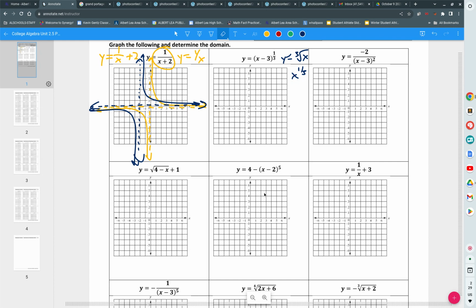Why? Because it can't be. Yeah. Square root can't be negative, but a cube root can. So therefore, the cube root function, the parent function, looks like this. Okay? That's the cube root function. And so the transformation, the -3 is on the inside, so it's going to move it 3 units to the right. And so there we have our cube root shape.